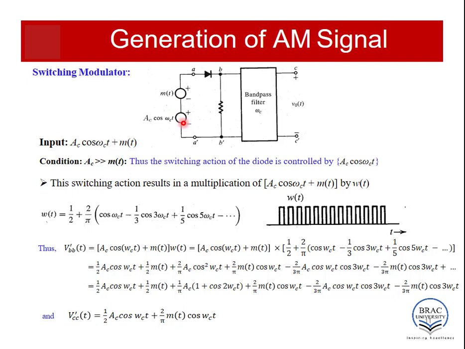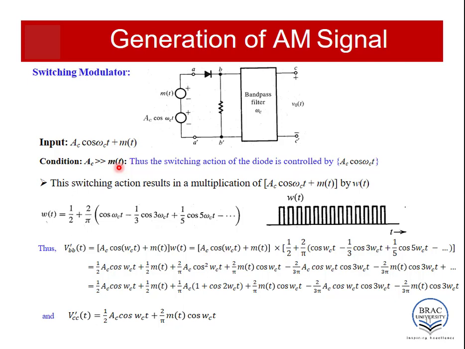The signal is then passed through the diode. Now diode will pass the signal when the input is positive and block when negative. Here are two signals involved in the input to the diode. One is carrier and another one is message. Here carrier frequency is much higher than the message frequency. And also for using this circuit, Ac must be greater than m(t). Then the operation of diode switching will be controlled by the carrier itself.